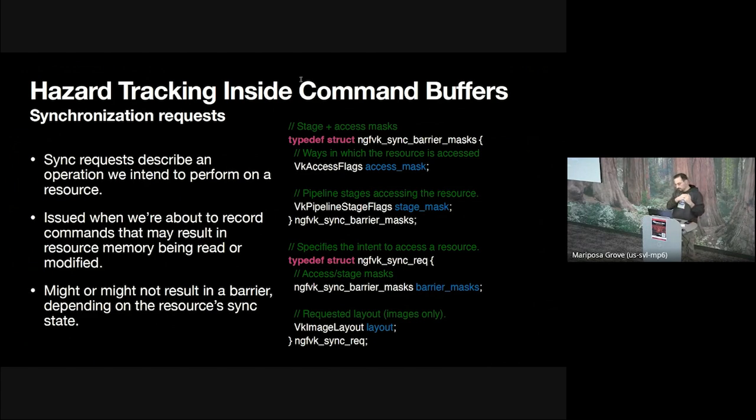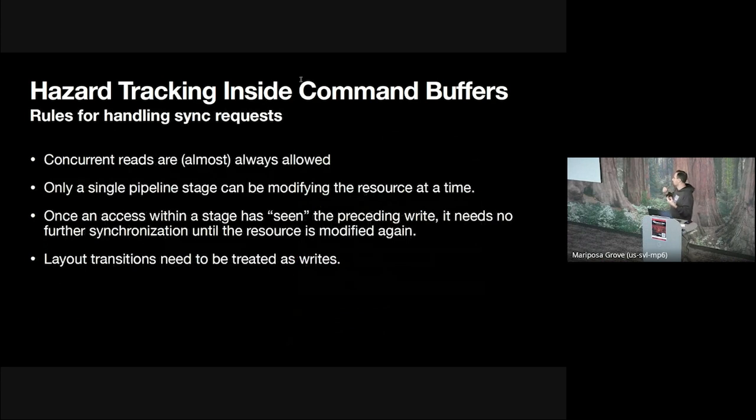But synchronization requests by themselves don't necessarily mean that a memory barrier is going to be emitted. It might or might not get emitted as a result of processing the synchronization request. There's a process that decides, basically based on the resource's synchronization state, whether a barrier is needed or not. And that process has to abide by a certain set of rules, which are needed to guarantee both performance and correctness. So here are these rules. Rule number one is that we almost always want to allow concurrent reads, and that is just a prerequisite for being able to extract a certain degree of parallelism out of the whole thing.